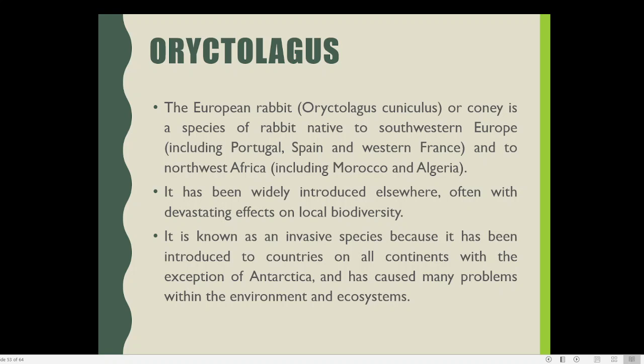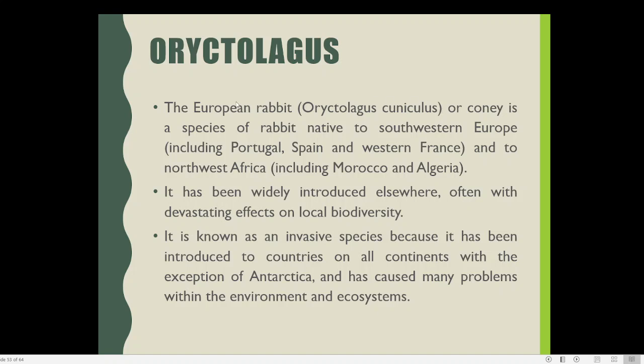Okay, so in this order we are mainly focusing on this species, that is the European rabbit, otherwise known by the name Oryctolagus cuniculus. The popular name is coney. So the scientific name is Oryctolagus cuniculus.